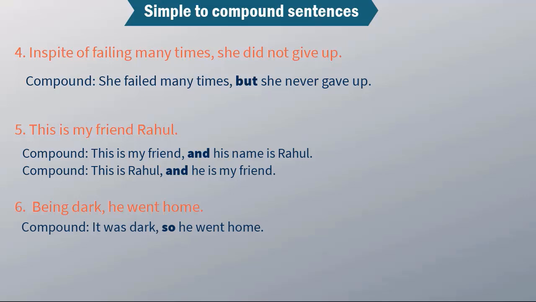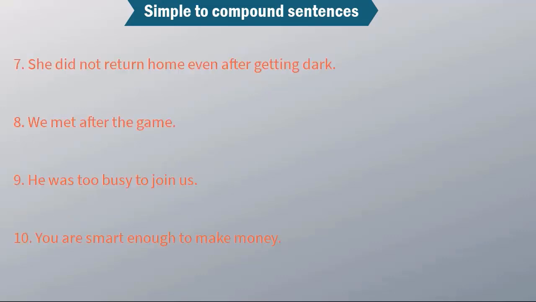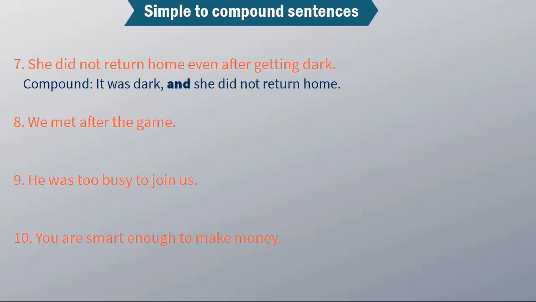Being dark, he went home. It was dark, so he went home. Again, simple, right? Next example. She did not return home even after getting dark. So we again got two pieces of information. She did not return home. It got dark. It was dark and she did not return home. It was dark, yet she did not return home. Alright? See, it's very simple. We're just playing with the information we have in the sentence.